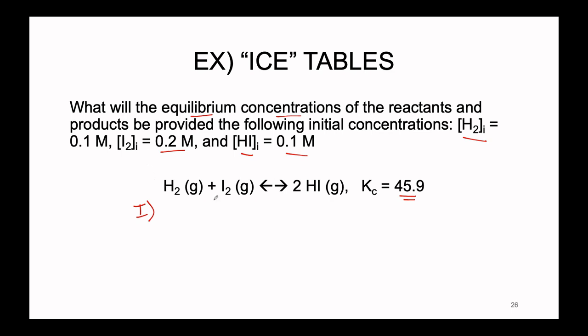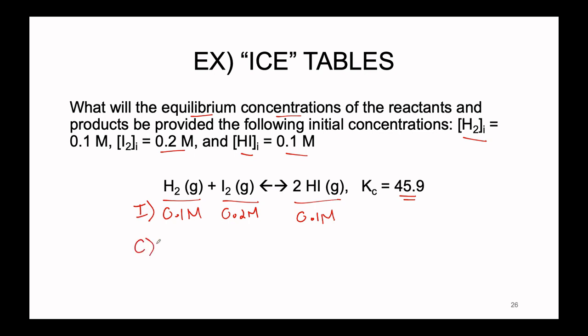So our initial concentration for H2 is 0.1 molar. Our initial concentration for I2 is 0.2 molar, and our initial concentration for HI is 0.1 molar. So notice that I'm just laying out these concentrations right underneath the reactants and products in our chemical equation. We're treating this almost like a table, right? The header is up above, and our row labels are going to tell us what we're filling in.